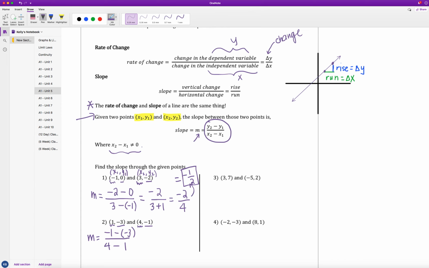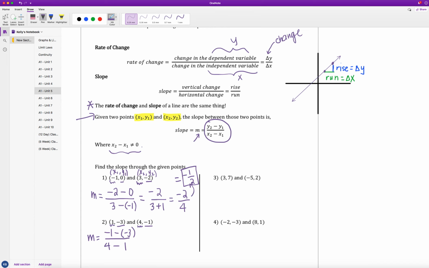One thing I want to point out here is that although it doesn't matter which point I use as x1, y1 and x2, y2, it does matter that I'm being consistent. Meaning if I'm going to use the second point to always be my x2 and my y2, then if I use that in the numerator for y2, I need to use that in the denominator for x2. So you can notice the numbers that are stacked on top of each other here, the negative 1 and the 4, are coming from the same coordinate pair, just like the negative 3 and the 1, which are stacked on top of each other, coming from the same coordinate pair as well.